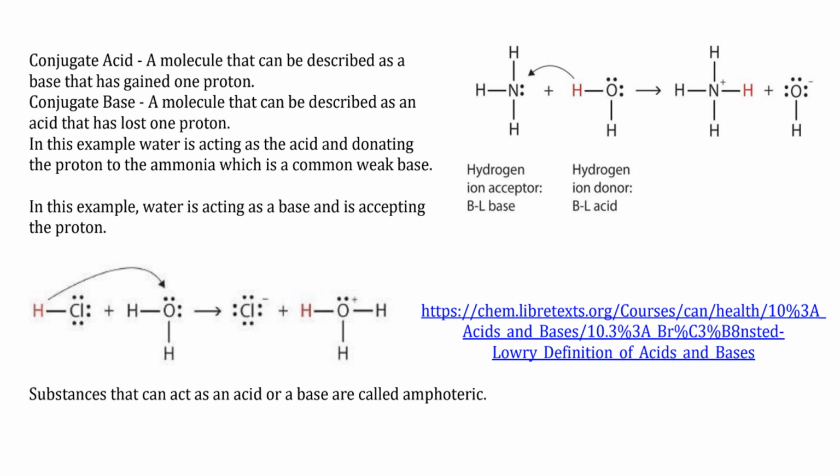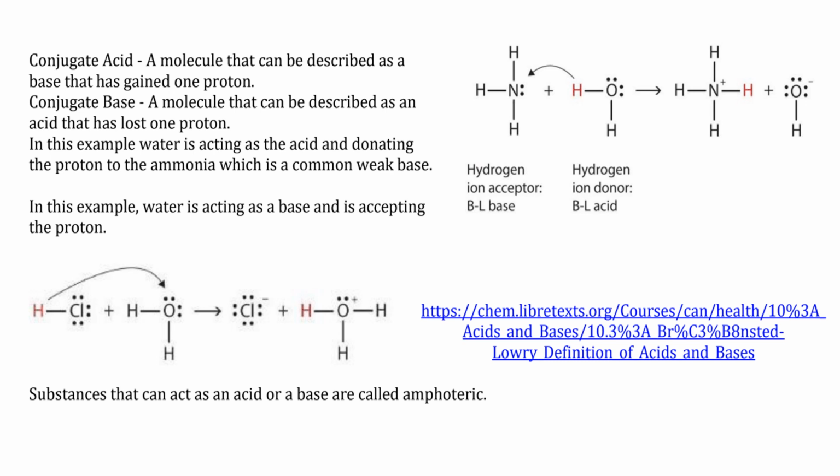So the Bronsted-Lowry acid is the water, and the hydroxide ion is considered the conjugate base because it lost a proton, and the ammonium ion is considered the conjugate acid because it gained a proton. In this other example, water is acting as a base and accepting a proton, so it just depends. It can act as either one or the other, and therefore it's called amphoteric.